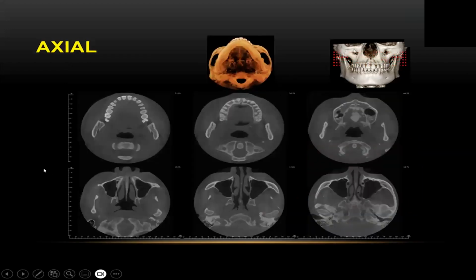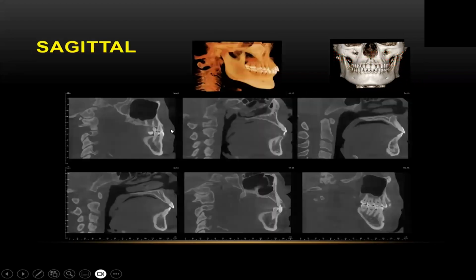Axial view is the horizontal view. And again, I will be using these terms quite a lot over the next 40-45 minutes. So axial view will be horizontal views. If we took a magical saw, cut the volume where these dotted red lines are, you will be able to create these kind of images.